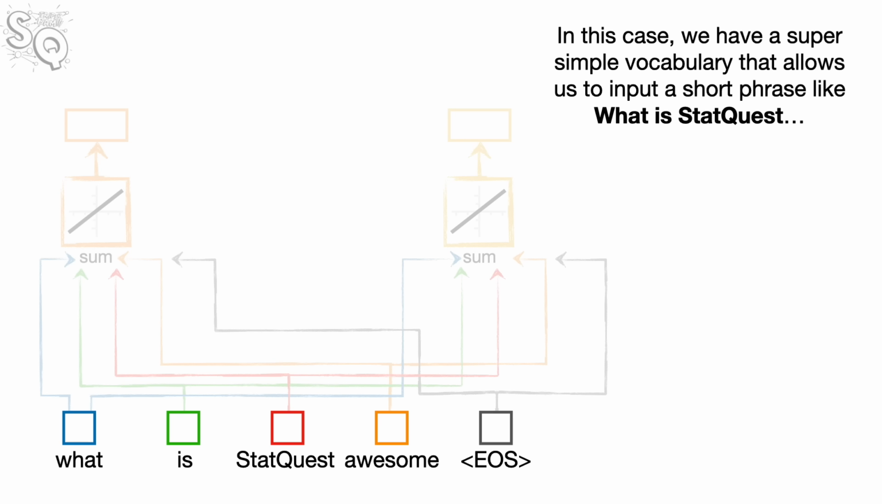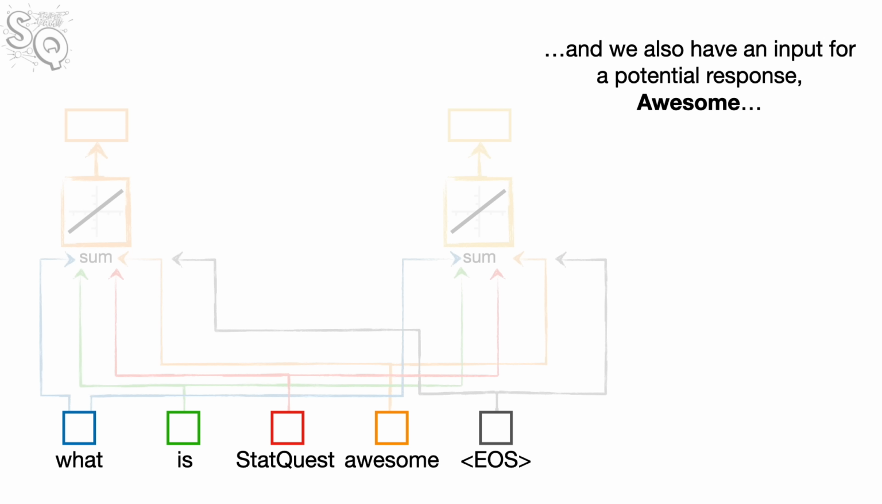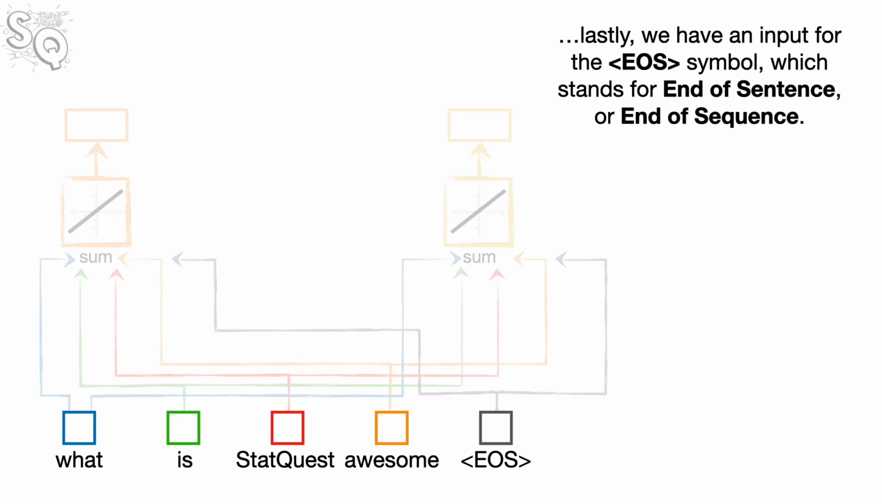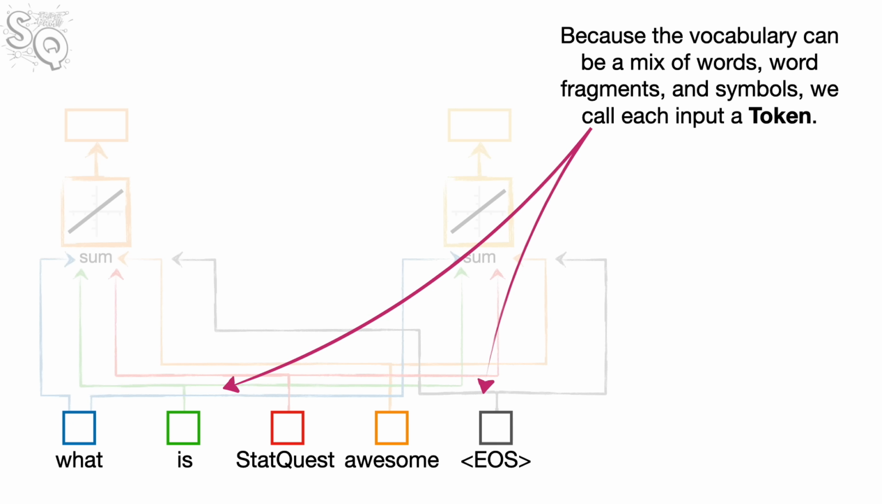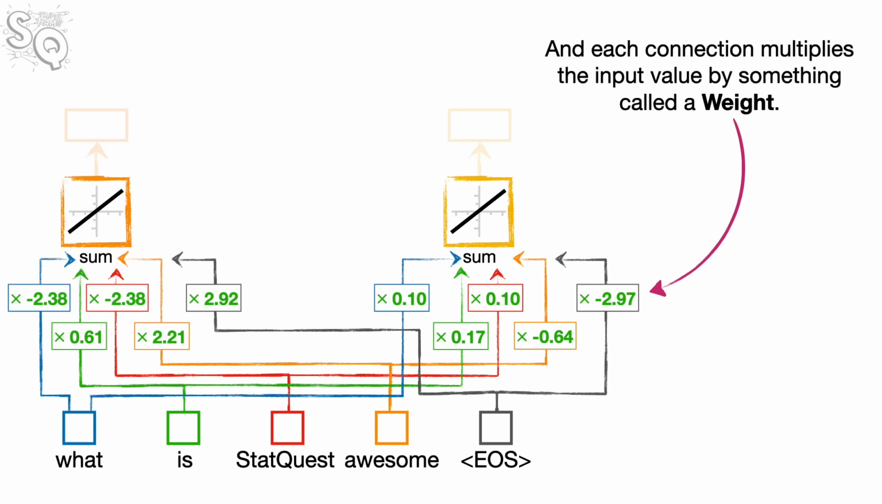In this case, we have a super simple vocabulary that allows us to input a short phrase like, "What is StatQuest?" And we also have an input for a potential response. "Awesome!" Lastly, we have an input for the EOS symbol, which stands for end of sentence or end of sequence. Because the vocabulary can be a mix of words, word fragments, and symbols, we call each input a token. The inputs are then connected to something called an activation function, and in this example, we have two activation functions. And each connection multiplies the input value by something called a weight.